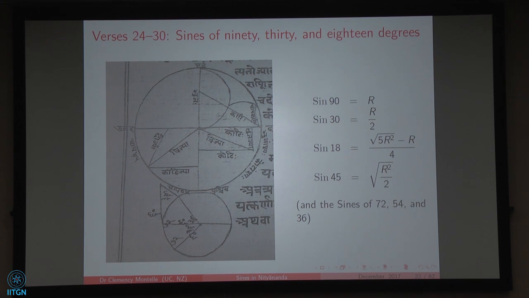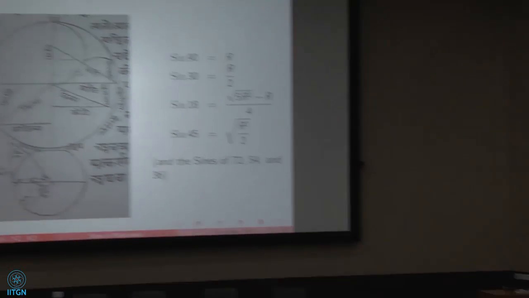So he gives in the following verses the sine of 90 degrees. These are all very standard and were known very long before Nityananda's time. The sine of 30 degrees, which is half this radius, the sine of 18 degrees, and from this you can find the sines of 72, 54, and 36, and 45. And he gives us not only just the formula for determining these, but also the ways in which we can find them with recourse to these diagrams that we see, which are included in some of the manuscripts. So I won't dwell on those.